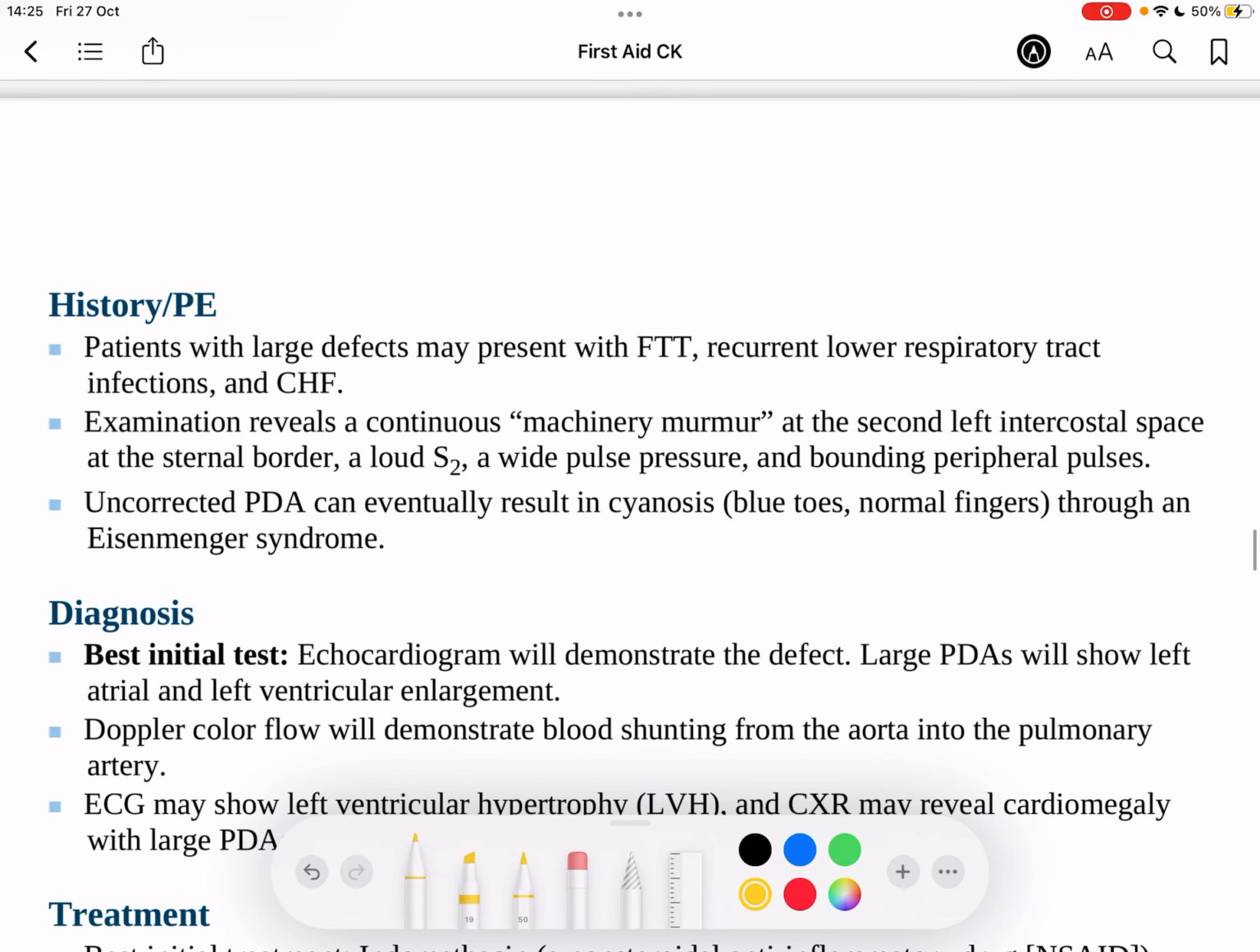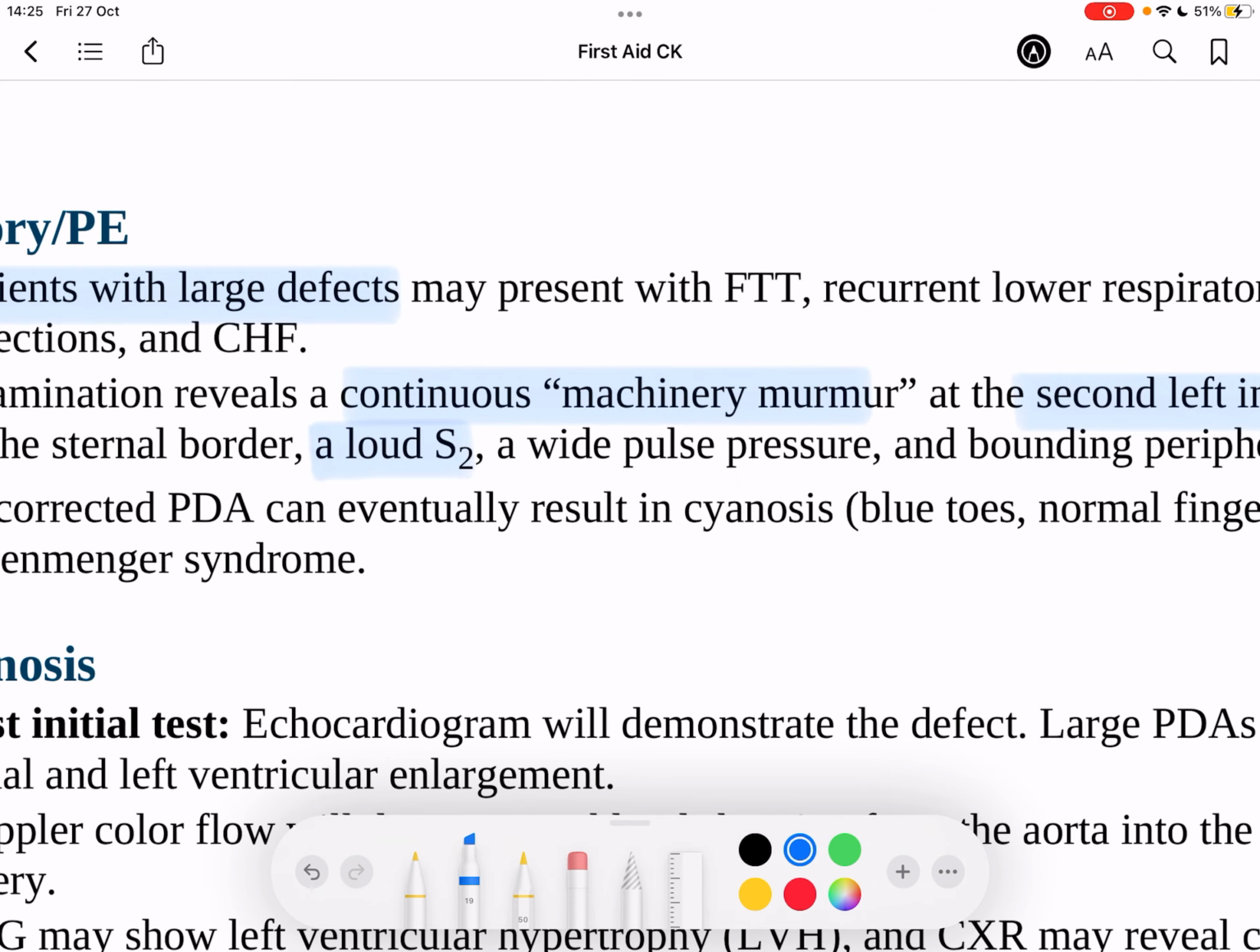So in terms of our history and physical examination, patients with a very large PDA may present with things like failure to thrive, recurrent lower respiratory tract infections, and congestive heart failure, exactly the same as my other shunts, the ASDs and the VSDs. Your examination reveals a very pathognomonic continuous machine murmur, heard best at the second left intercostal space, okay? Usually at the sternal border, okay? Sorry, the sternal border, not mid-clavicular. You may also hear a loud S2.